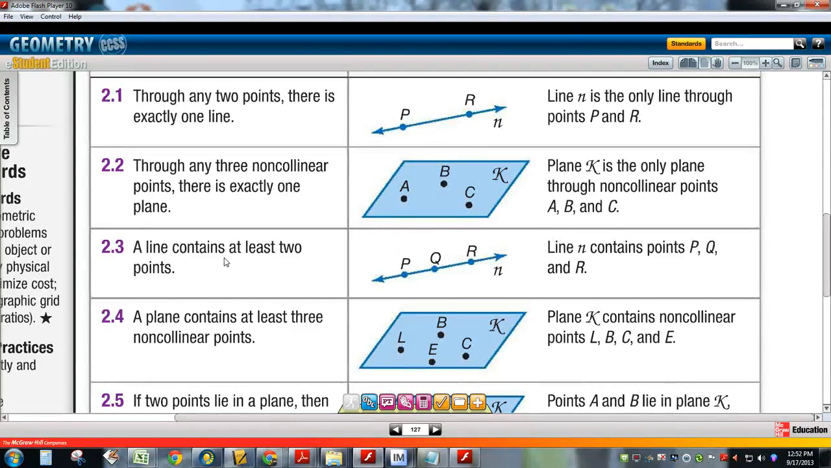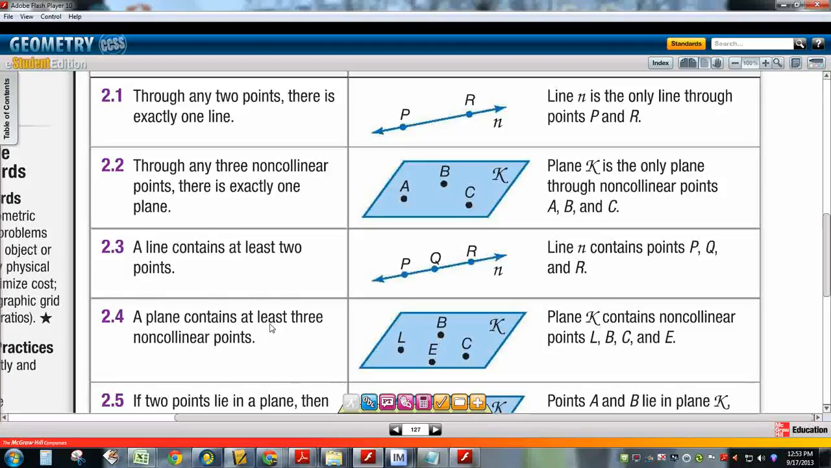If 2 points lie in a plane, then the entire line that contains those 2 points lies in the plane. So if the 2 points lie in the plane, the only line that you can draw that connects them has to also be in that plane. Accept them to be true. And you can use this postulate to justify saying this.